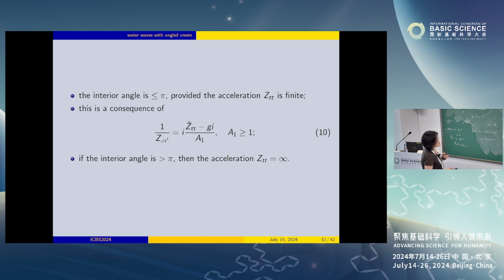Because we have this equation, right? Remember this equation, where does this come from? This is really the Euler equation, right? Acceleration plus gravity equals i A Z_α, right? Here I just moved A1 to the right-hand side, and I have replaced little g by 1. So we normally see waves with finite acceleration, right? That means the right-hand side has to be finite. So this means 1 over Z_α cannot be infinity, right? If it cannot be infinity, the angle has to be less than or equal to π, okay?